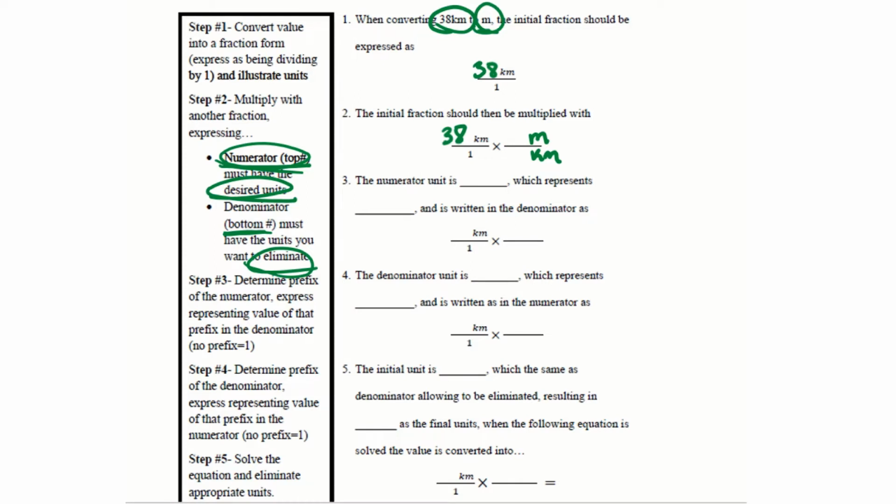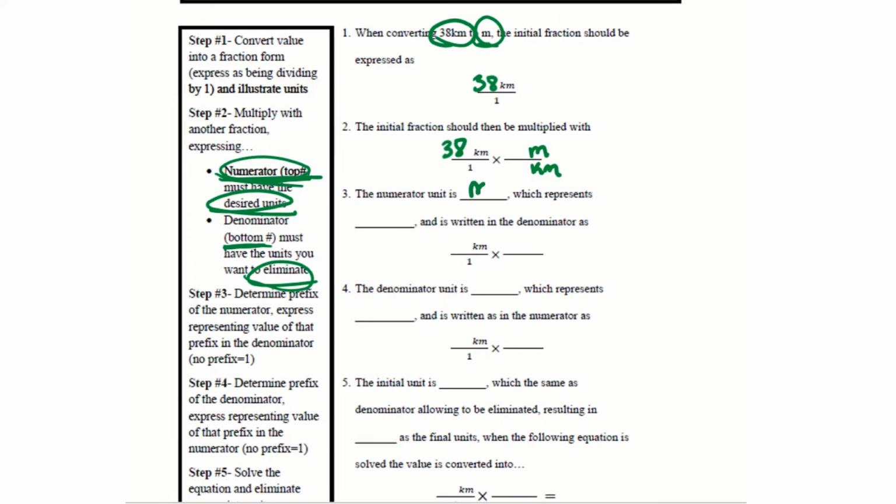Now, number 3 says the numerator unit is, so in this case, when we're looking at the top value, it was meters, which represents what? Well, remember, meters is not a prefix. Meters is a base unit, meaning no prefix. So when we are writing it in, and it tells you in step 3, if there's no prefix, when we're writing it in the denominator, we would actually be writing it in as a 1.